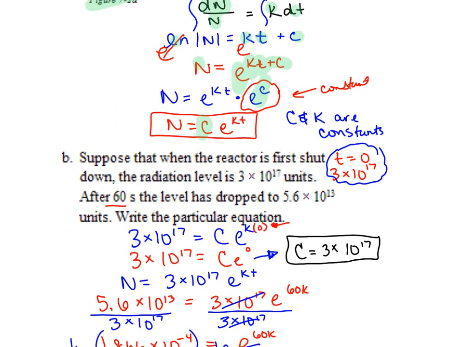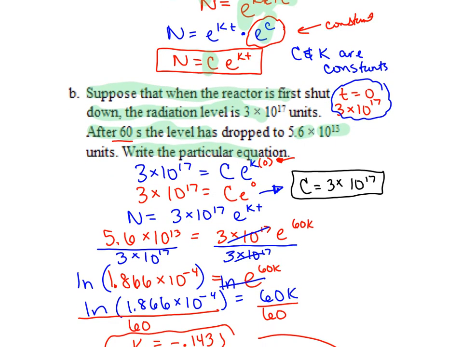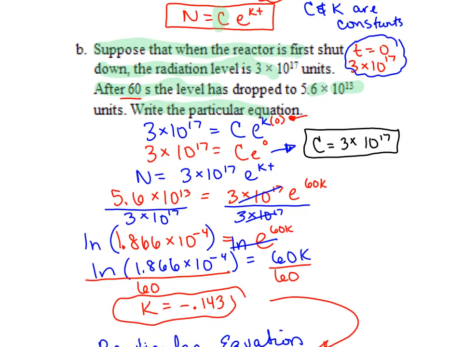Alrighty, so we're going to get our initial condition probably. Suppose that when the reactor is first shut down, the radiation level is 3 times 10 to the 17 units. After 60 seconds, the level has dropped to 5.6 times 10 to the 13 units. Write a particular equation. Alrighty. If we started with 3 times 10 to the 17, let's plug that in. That's how much we have at time equals 0. So when you solve it out, you're going to end up getting N equaling all of this good stuff.